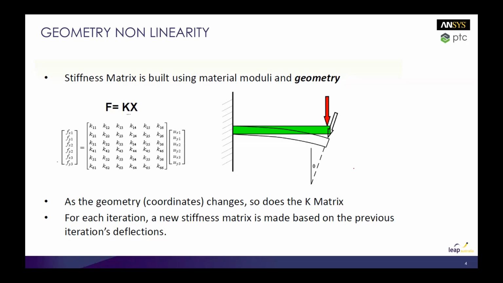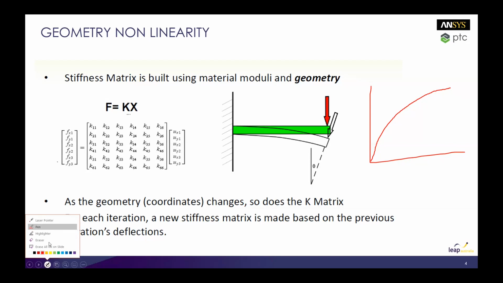Because in a general case, you've got a curve. So you're trying to break this down into piecewise linear segments. That's what we do when we do our sub-stepping or our equilibrium iterations. We're trying to approximate that curve with straight line segments.